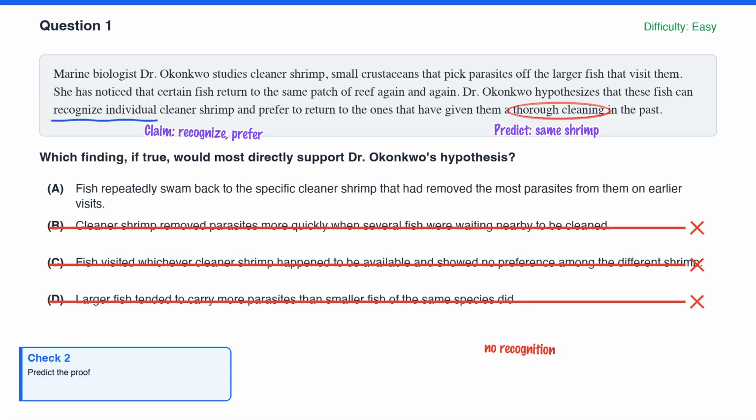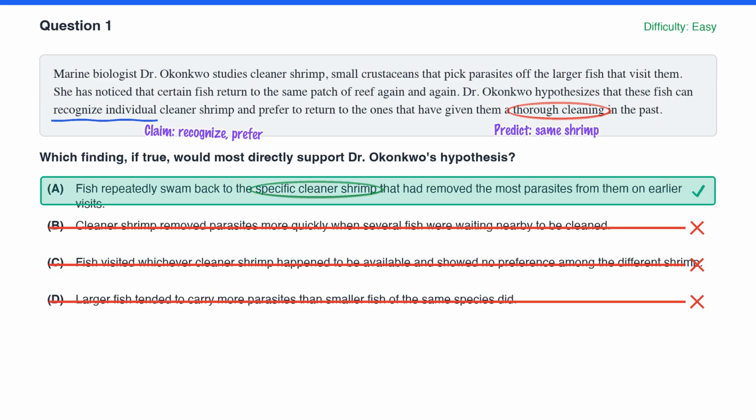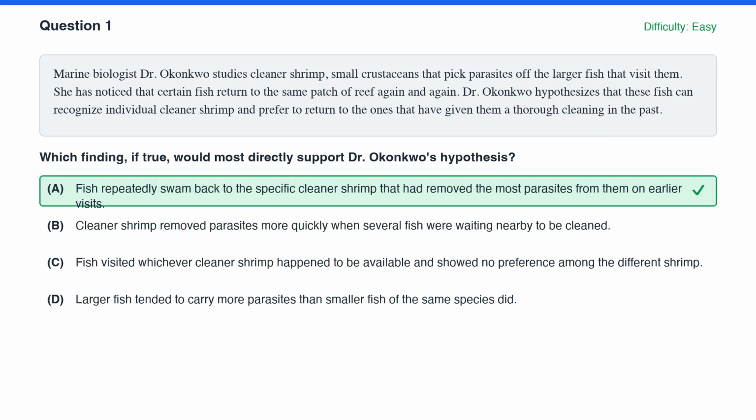Cross it off. A says fish kept swimming back to the specific shrimp that had removed the most parasites before. That recognizes individuals and shows preference, both halves. We keep A. A wins because it proves both halves of the claim, the same individuals, and a preference for the thorough ones. The traps were off-topic, reversed, and a true detail that proves nothing about recognition.